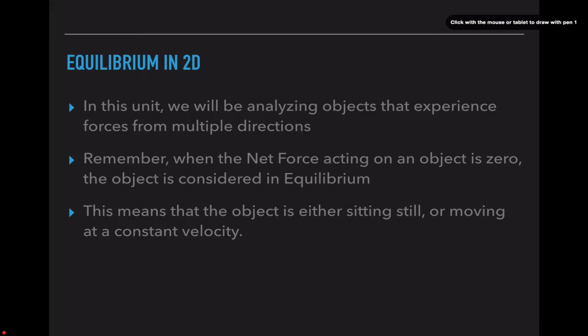Equilibrium in two dimensions. In this unit, we'll be analyzing objects that experience forces from multiple directions. Remember, when the net force acting on an object is zero, the object is considered balanced, also called in equilibrium. This means that the object is either sitting still or moving at a constant velocity. So the entire purpose of this small section is that we are going to calculate what is required to keep that object sitting still or not accelerating.